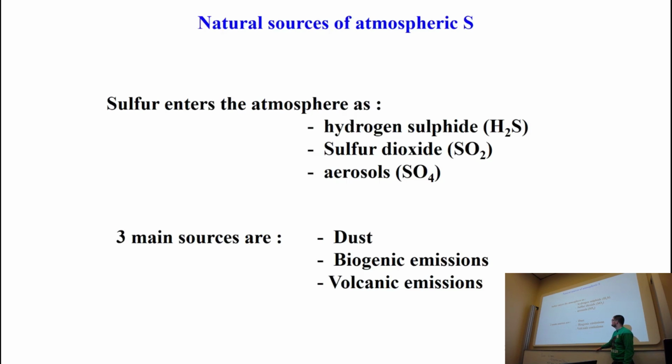So that stuff precipitates out as aerosols, and it's those aerosols which act as cloud condensation nuclei. So the sources of these things: dust, so bits of rock that have got sulfur on them going up into the atmosphere, but also biogenic emissions of things like hydrogen sulfide and sulfur dioxide, and volcanic emissions as well. So when a volcano erupts, the sulfur that's in those rocks tends to be in the gaseous form, and that just goes up into the atmosphere.